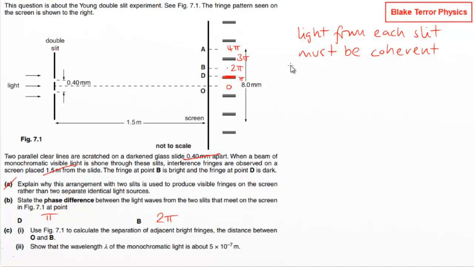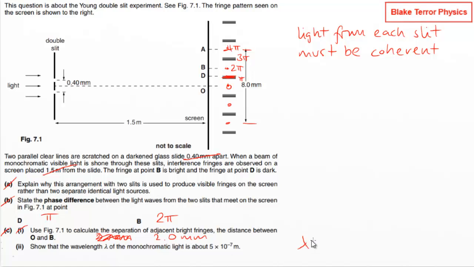Right, part C: use figure 7.1 to calculate the separation of adjacent bright fringes, the distance between O and B. So they've given us 8 millimeters going from there to there, and that is doing 1, 2, 3, 4. So that's going to be 2 millimeters. Well, actually, let's make it 2.0, seeing as they've given us the extra 2.0 millimeters. So they've got it to 2 sig figs. So that's that bit. Show that the wavelength of the monochromatic light is about that.